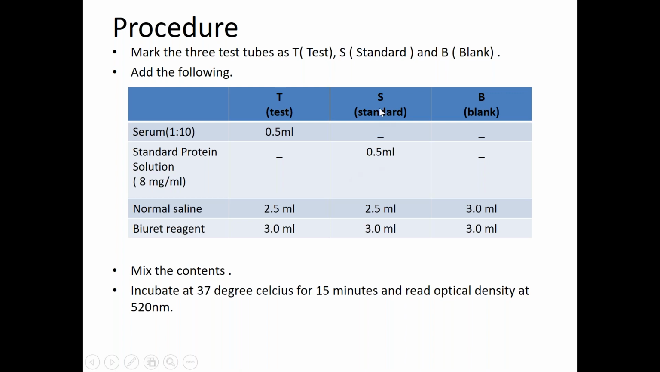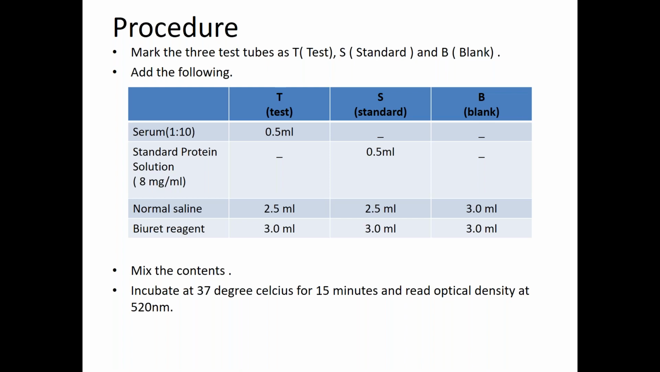In the second test tube, for the standard, take 0.5 ml of the standard protein solution, which is your known concentration, then 2.5 ml of normal saline and 3 ml of biuret reagent. Again, mix it properly. In the last test tube, the blank, add only normal saline and 3 ml of biuret reagent. After mixing the contents properly, incubate at 37 degrees Celsius, that means in the water bath, for 15 minutes.